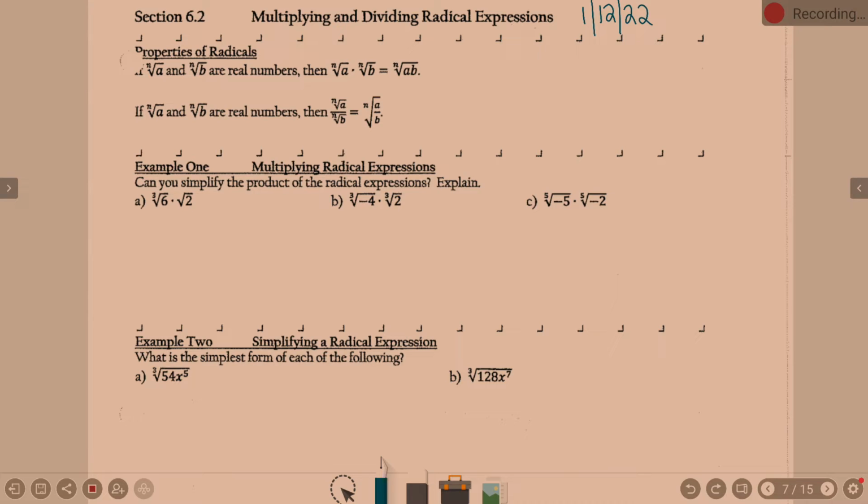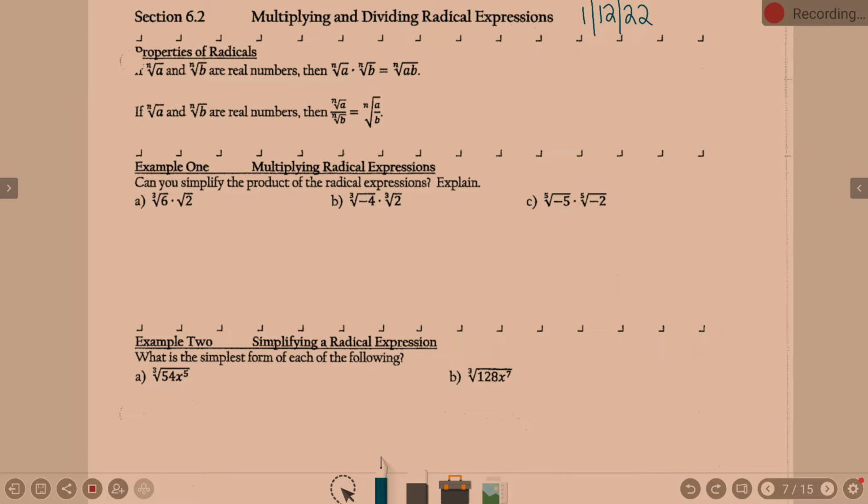So right up here, starting with, there's a few properties of radicals, and as we talk about these properties, we're multiplying and dividing today. What radicals can you multiply and divide? What radicals can you not multiply and divide? Notice what it says here. If the nth root of a and the nth root of b are real numbers, then the nth root of a times the nth root of b is the nth root of a times b. Okay, that is fancy talk for saying if they are the same type of root, you can multiply them.